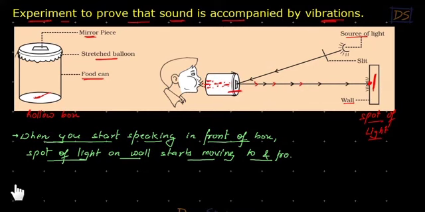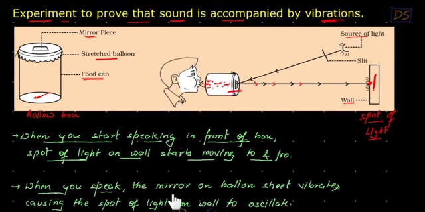So you understand why this spot of light starts moving, right? Let me write this down, students. When you speak, the mirror on the balloon sheet vibrates, causing the spot of light on the wall to oscillate. Now this experiment proves that when sound is produced, vibrations are involved, right? The spot of light was vibrating because when you produce sound, this mirror was also vibrating. So this experiment proves that sound is accompanied by vibrations, right, students?